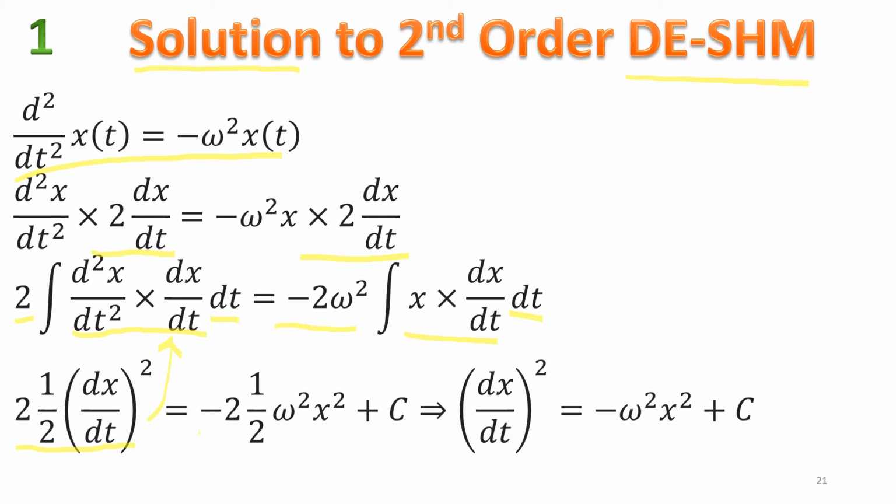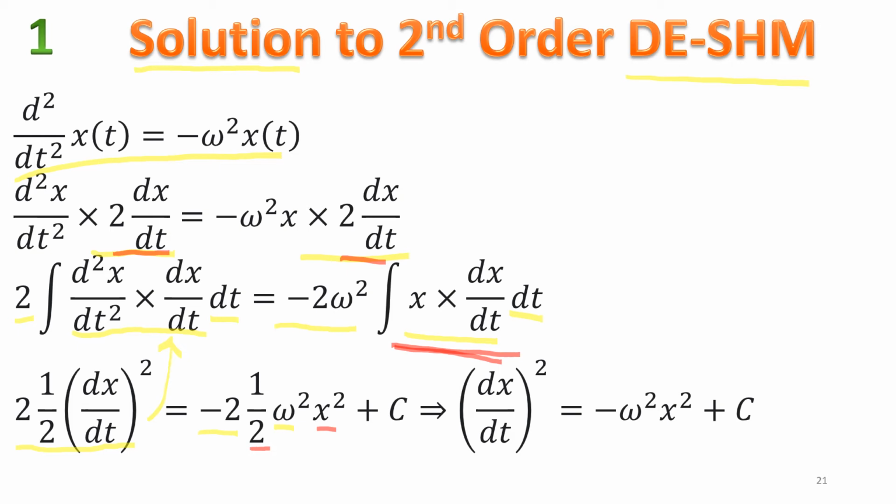Minus 2 omega square we have written, and then we have integration of this quantity which is appearing on this equation. This is 1 by 2 x square. So if you differentiate 1 by 2 x square, you will be able to reach the earlier equation. For this purpose we have done all these things by multiplying 2 dx by dt on both sides and so on.